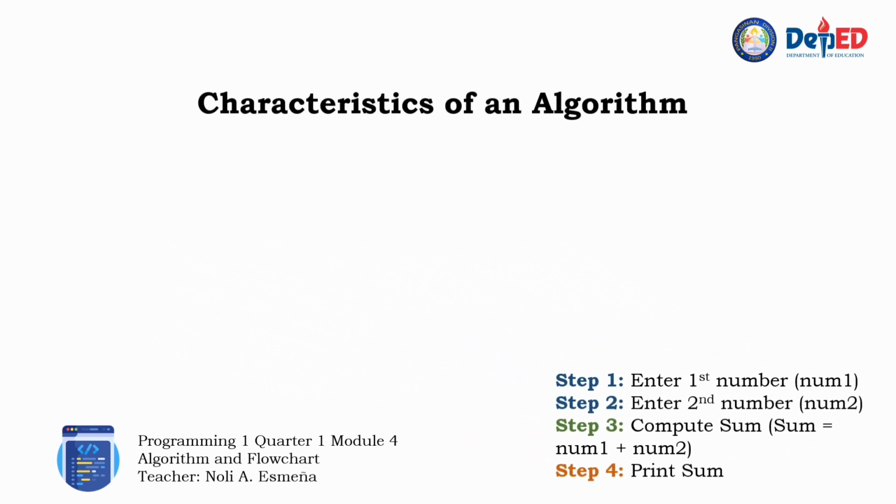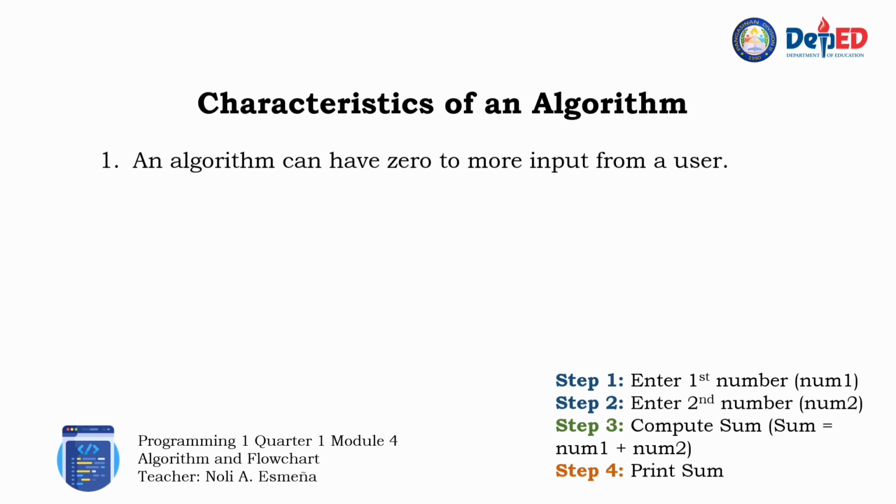Algorithms should have the following characteristics. 1. An algorithm can have 0 to more input from a user. In the algorithm that we have just made, we required an input from an end user, which are 2 numbers. But there are also instances where no input is required from a user, such as in the Hello World program, where a text, Hello World, will appear without an input from a user.